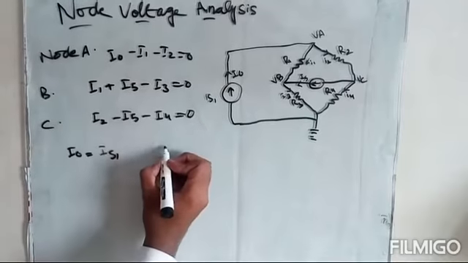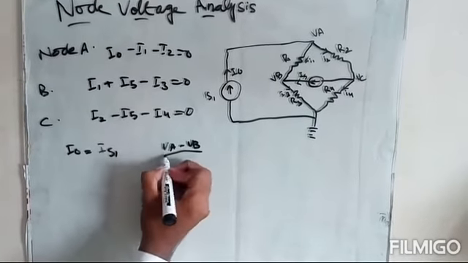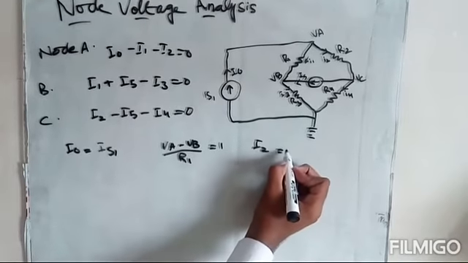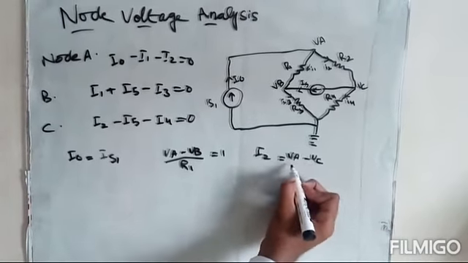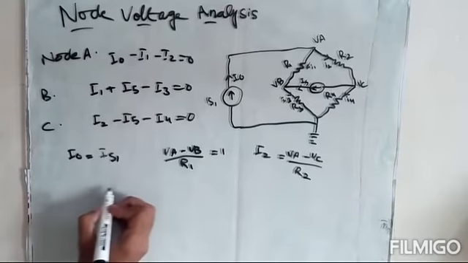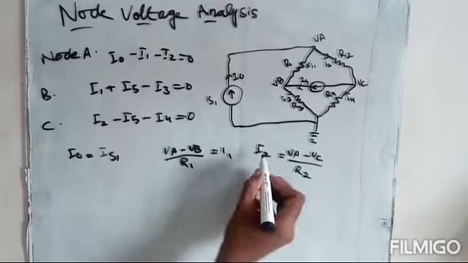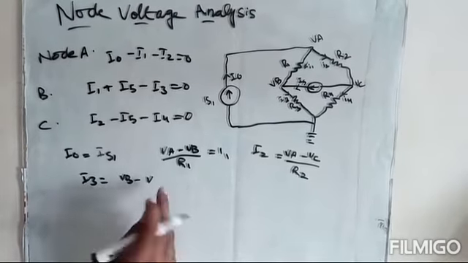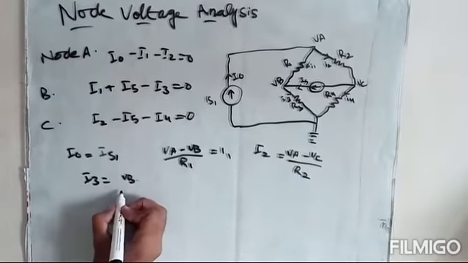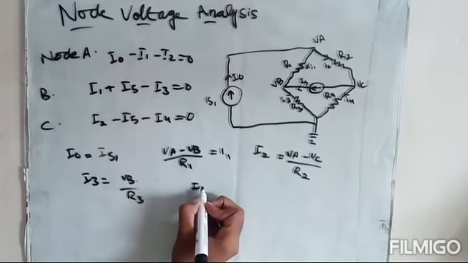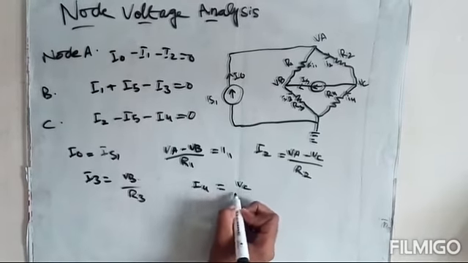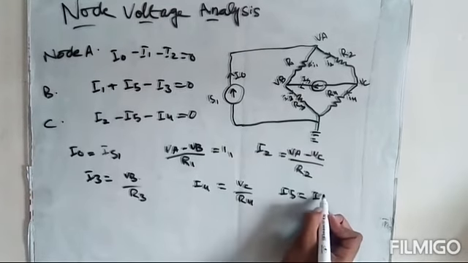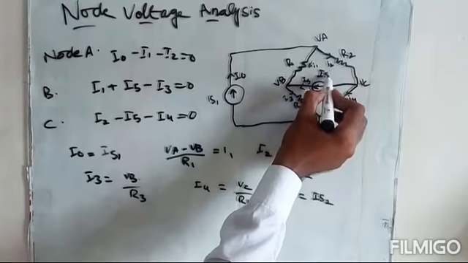I1 is equal to VA minus VB divided by R1. I2 is equal to VA minus VC divided by R2. So this is I1, this is I2. I3 is equal to VB minus VC, the ground voltage being 0, so VB divided by R3, and I4 is equal to VC divided by R4, and I5 is equal to IS2. This is IS2.